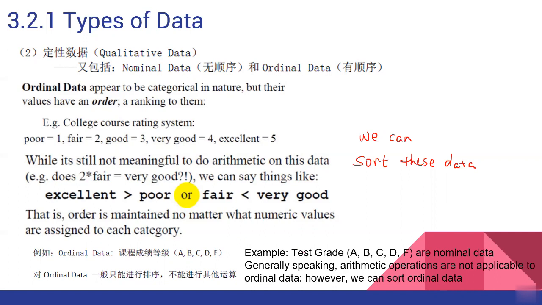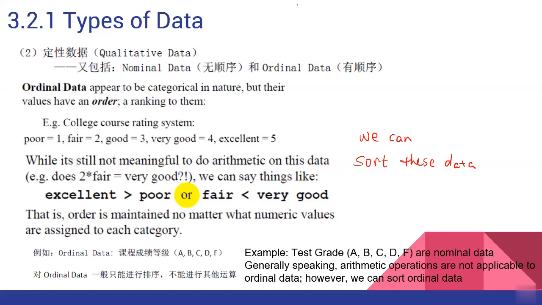Okay. Another example would be your test grade. For example, we have A, B, C, D, F to represent your test grade. These are also, okay, first of all, they are nominal data, right? Because there are no numbers there. And then they are also ordinal data because there is order. A is always greater than B, B is always greater than C, C is better than D, and D is better than F, right? There is an order there. We can sort this data. So these data are called ordinal data.